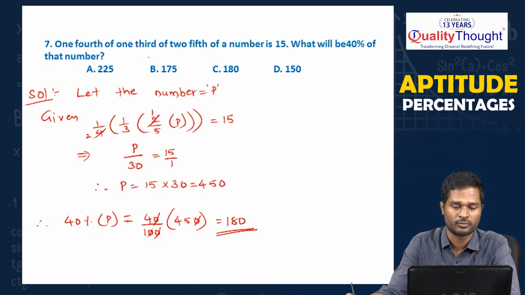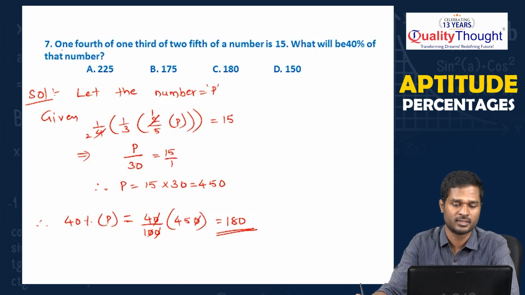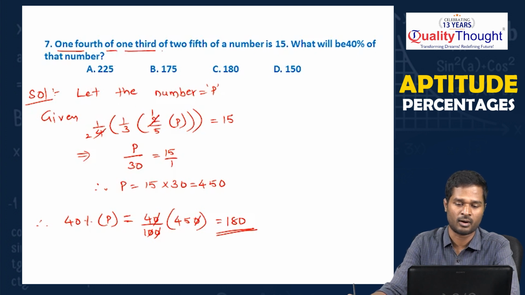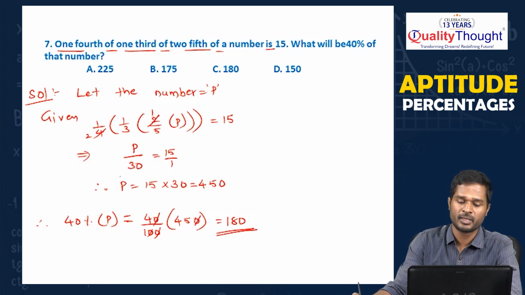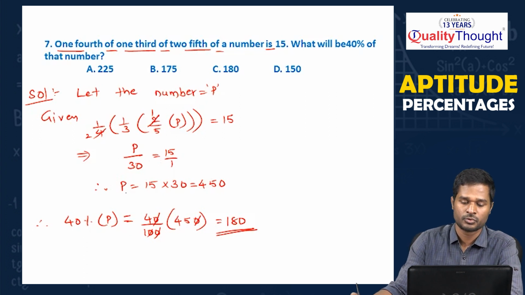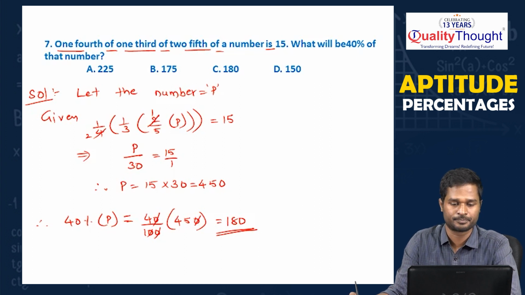So that 1/4 of 1/3 of 2/5 of a number is equal to 15, then 40 percentage of that same number will become 180. See what we have done, as it is, he has written 1/4, I have written 1/4, then bracket, 1/3 is 1/3, then bracket, 2/5 means 2/5, again bracket. A number I consider as p, which is equal to 15, that is what we kept. Okay. Now, so p by 30 is equal to 15 by 1. Okay. P is equal to 15 times 30, that is 450. So 40 percentage of this p, that is what he asked. So 40 by 100 of 450, zeros will cancel, so it will be equal to 180.